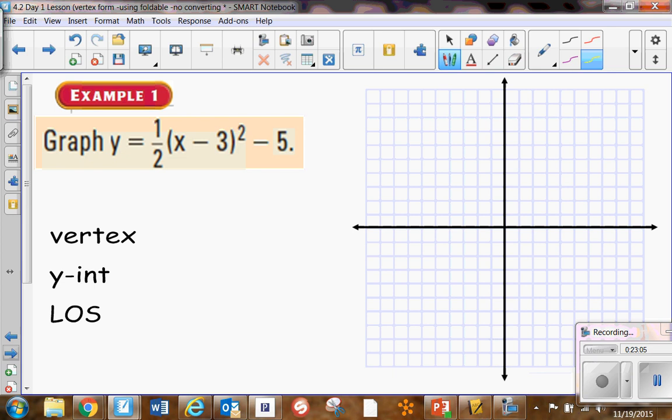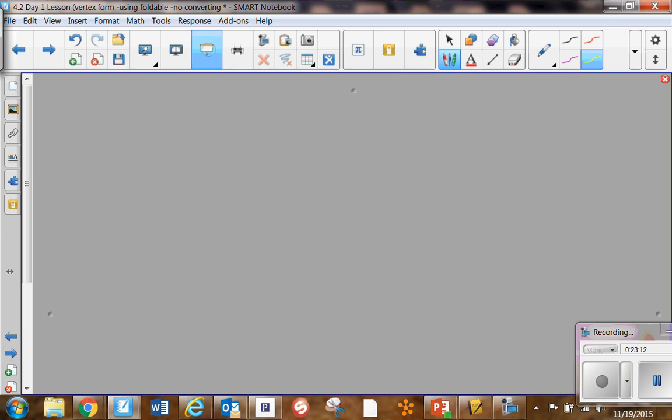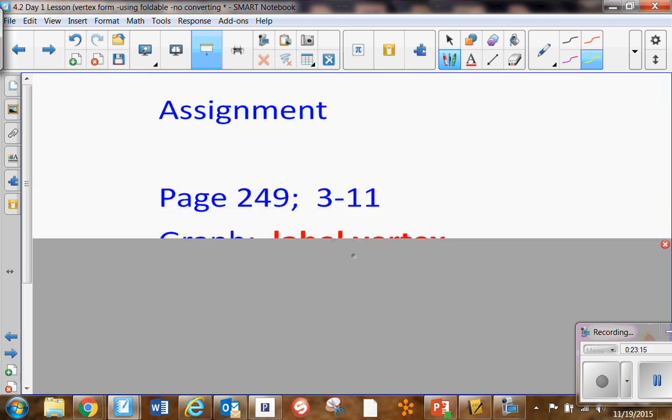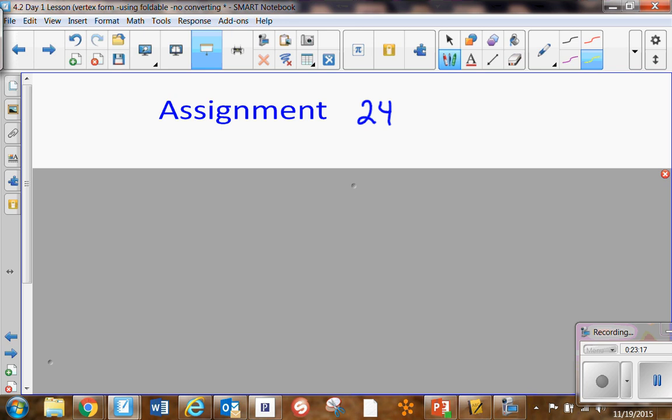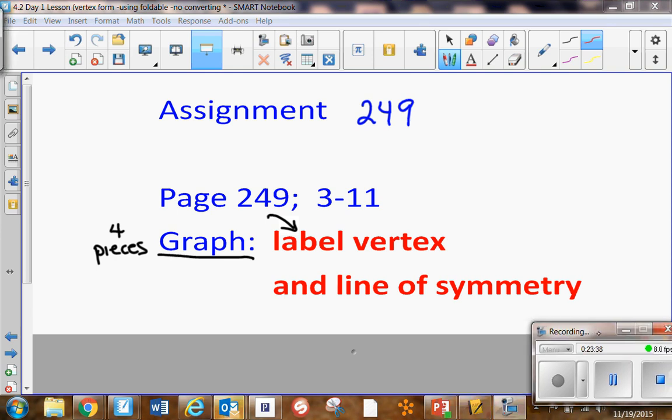All right. Don't need to do another one. Let's get out our books. Turn to page 249. So graph, we'll need all 4 pieces like we did before, but just label on the graph the vertex and the line.